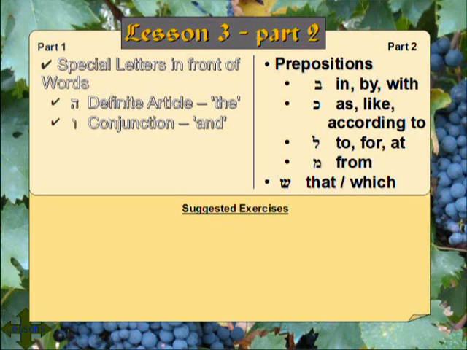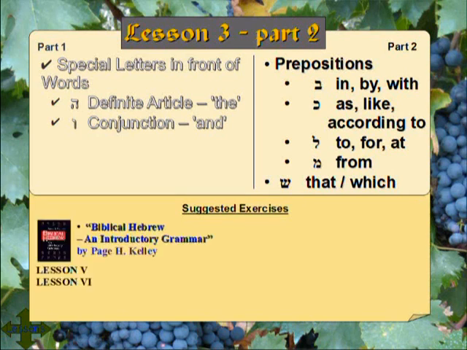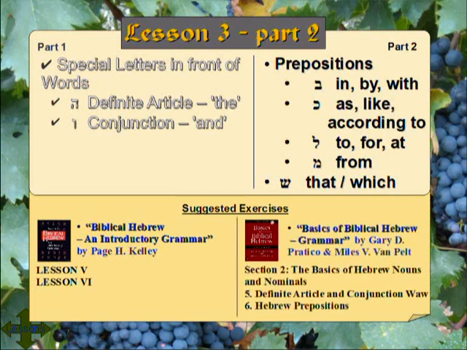Now the suggested exercises for Lesson 3 are in Biblical Hebrew: An Introductory Grammar by Page H. Kelley, Lesson 5 and Lesson 6. And in Basics of Biblical Hebrew Grammar by Gary D. Pratico and Miles V. Van Pelt, Section 2, The Basics of Hebrew Nouns and Nominals, Part 5, The Definite Article and Conjunction Waw, or Conjunction Vav, and Part 6, Hebrew Prepositions, and the exercises there. Alright, let's have a look at Lesson 3, Part 2.